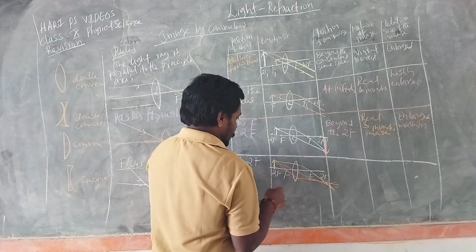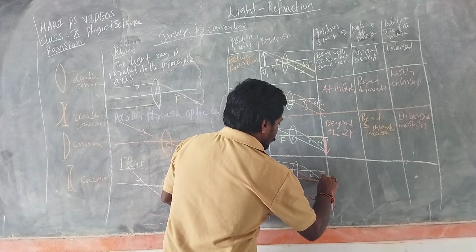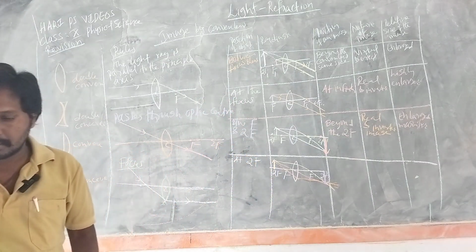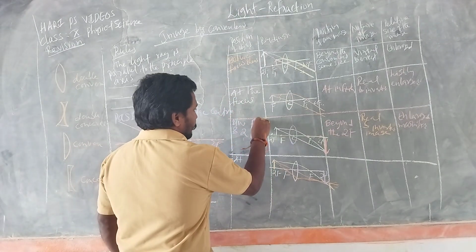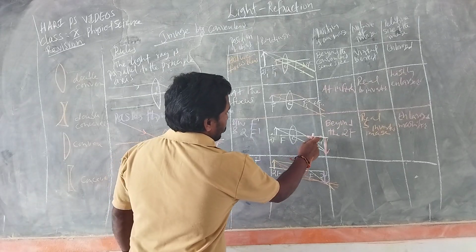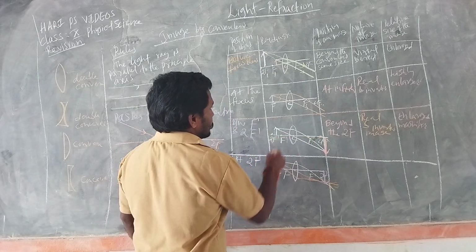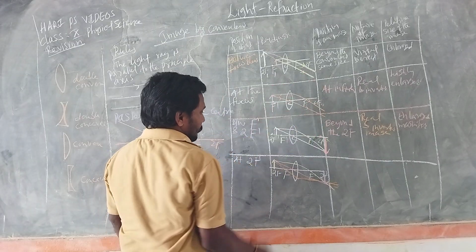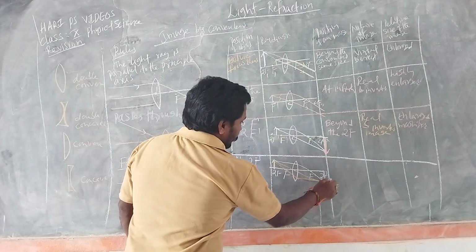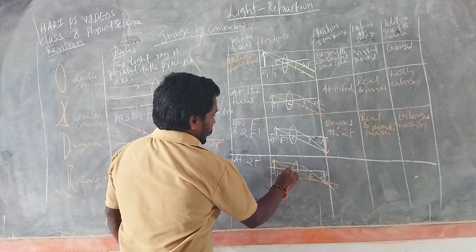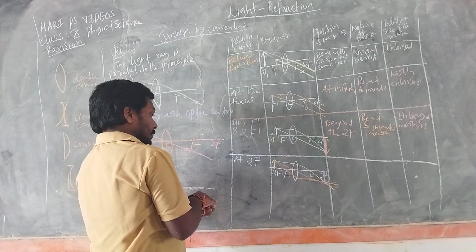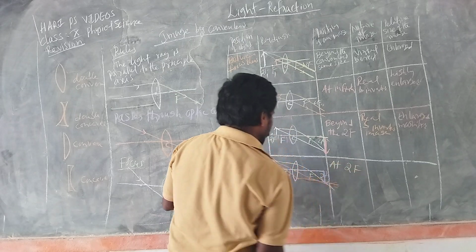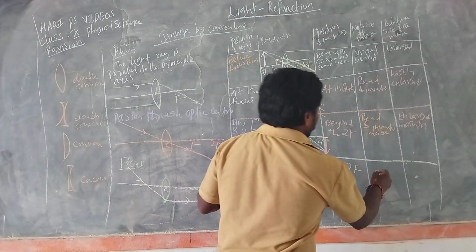No problem. Then the image is formed at 2f'. On the other side, the object is placed at 2f'. So f' and f, 2f' and 2f. So the image is formed at 2f.